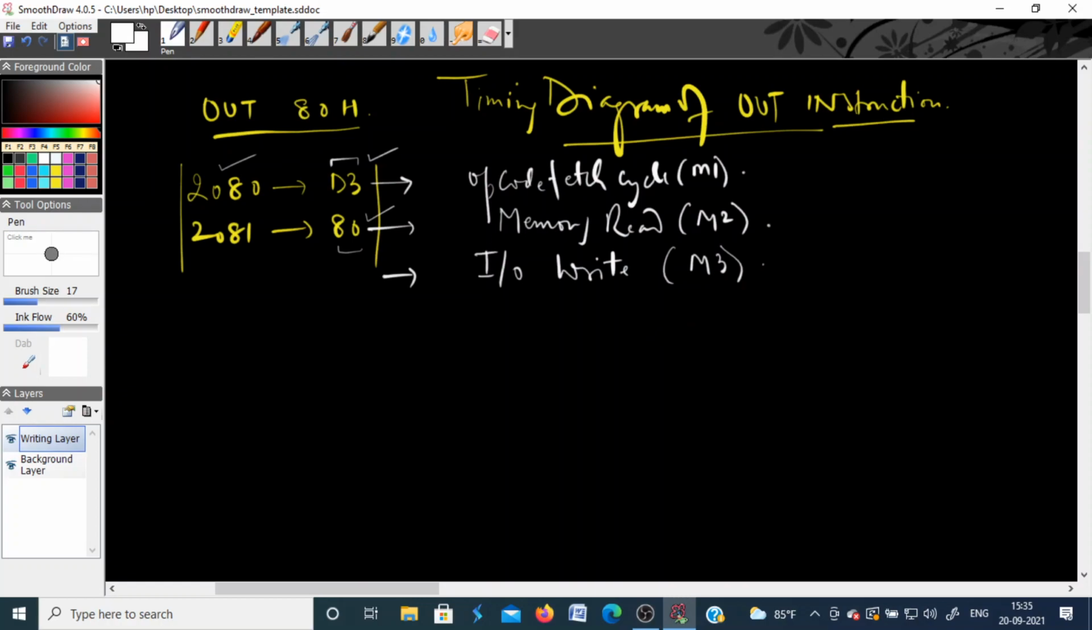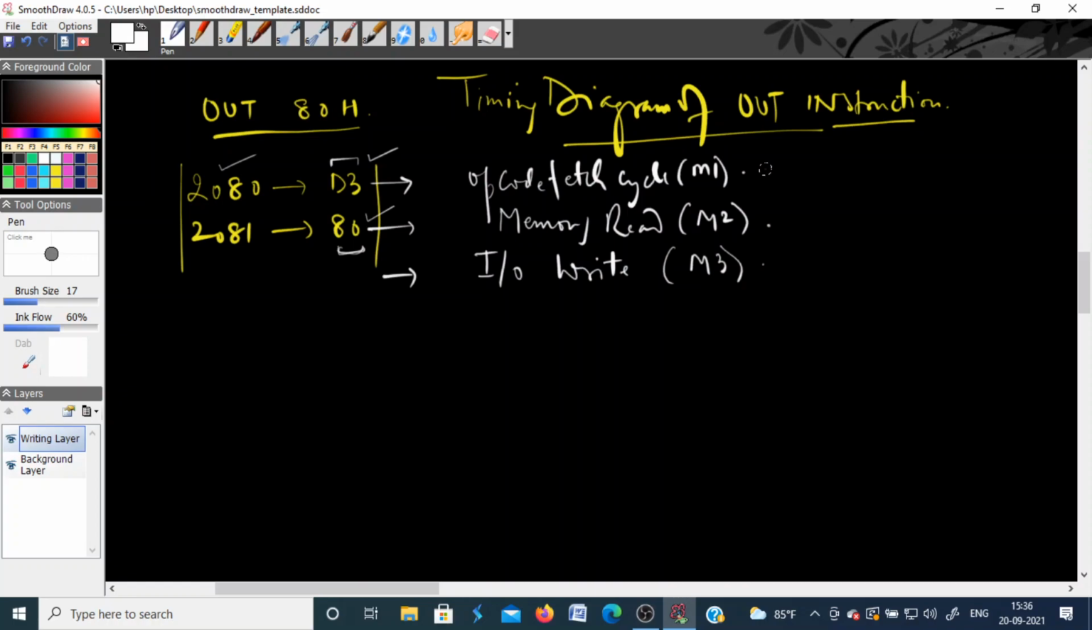So first the processor will fetch the code. It will come to know that it is a 2-byte instruction used for data transfer between the accumulator and the output device. Then it will get the address of that output device from the next memory location, that is 2081H. And in the third part, whatever the contents of the accumulator are, they will be transferred to the device identified by this address.